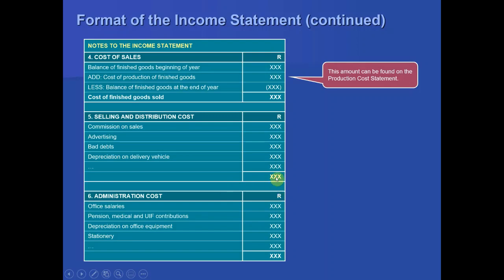Administration costs, similar concept to selling and distribution, now just all relate to administrative costs. It could, amongst other things, be things such as office salaries, pension, medical aid, and UIF contributions related to the office workers, depreciation on office equipment, stationery, etc. Add them all up. Get the total transferred to the face of the income statement.